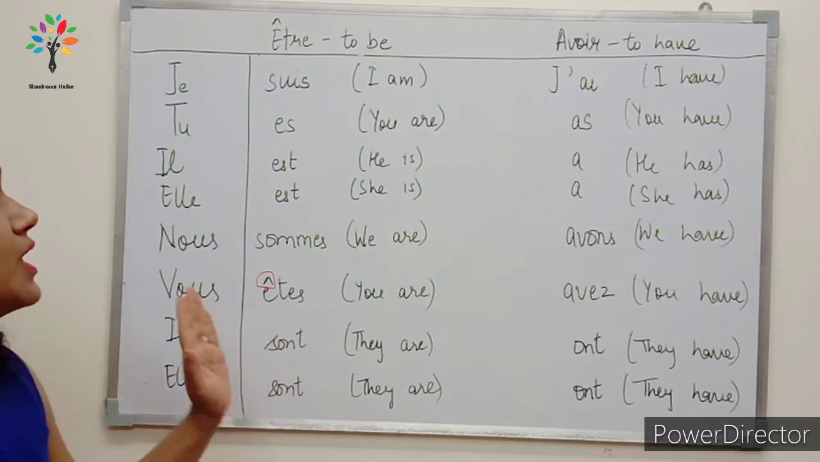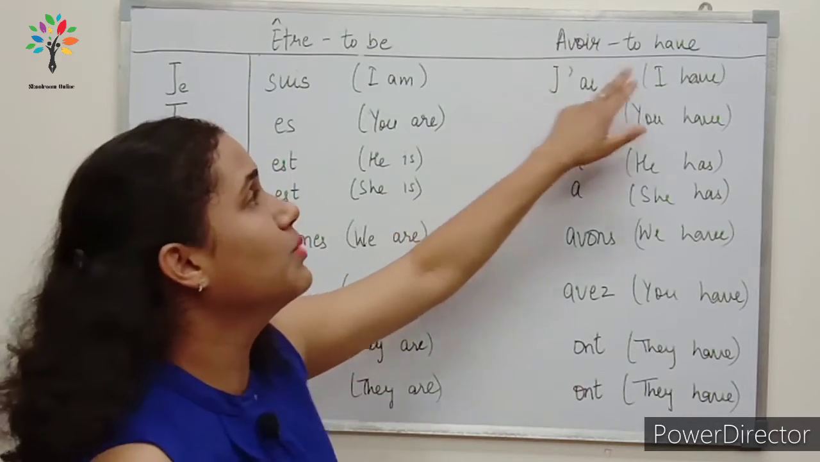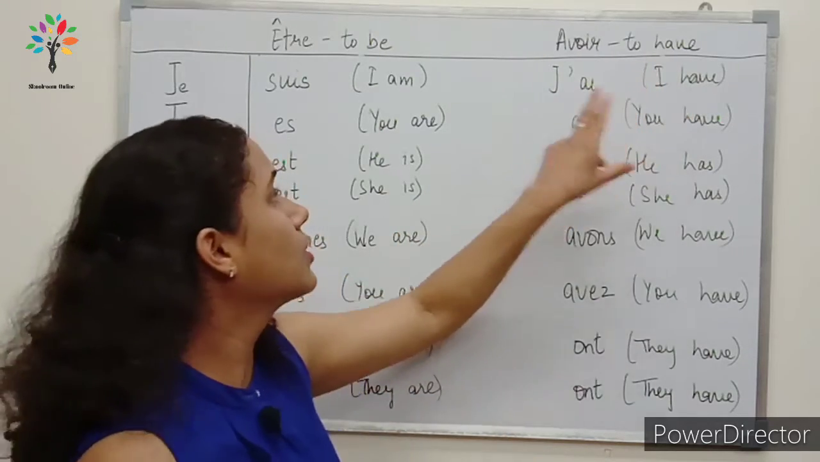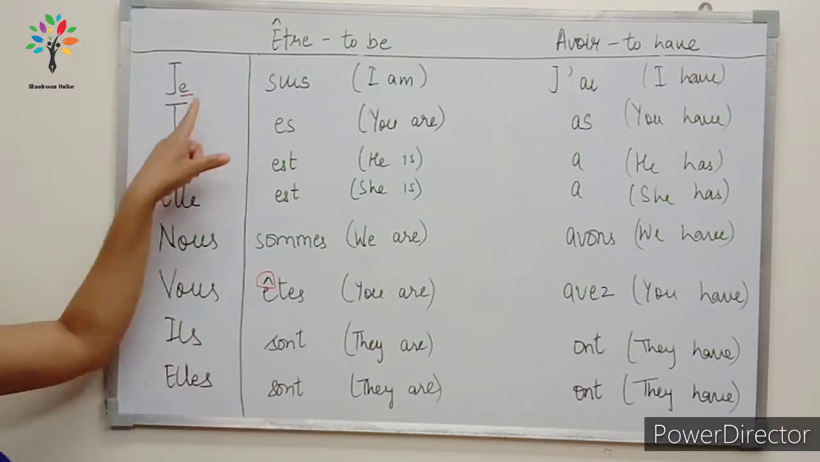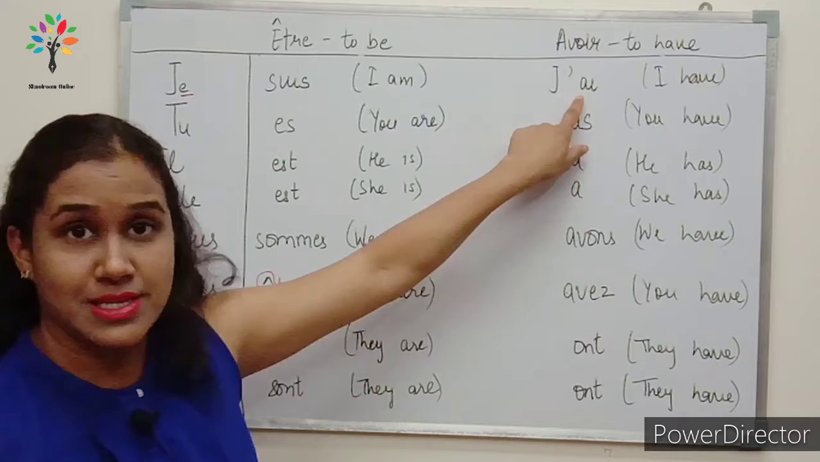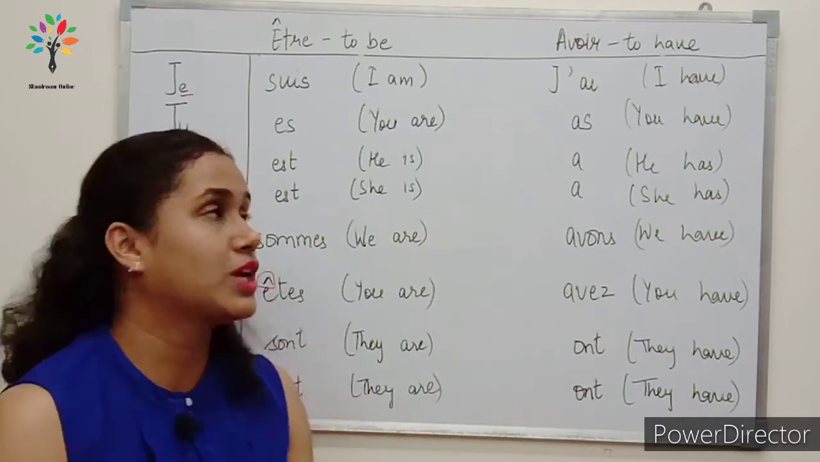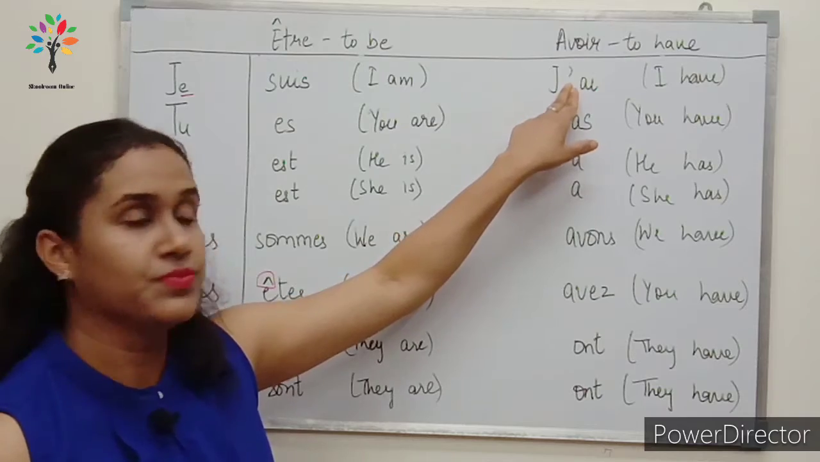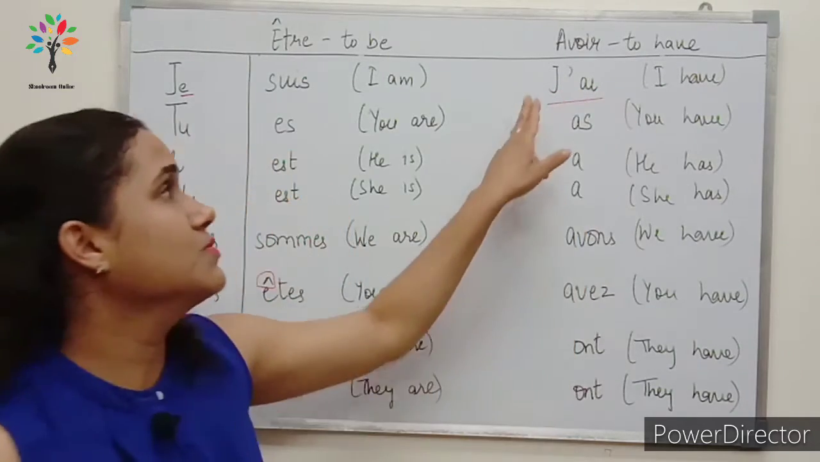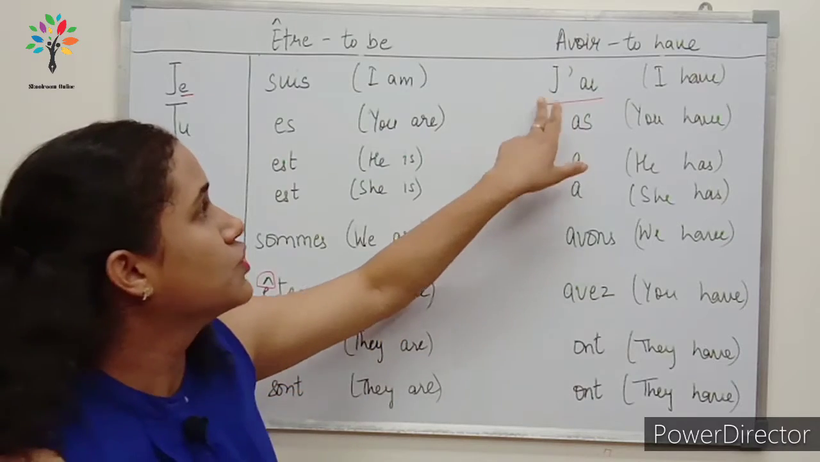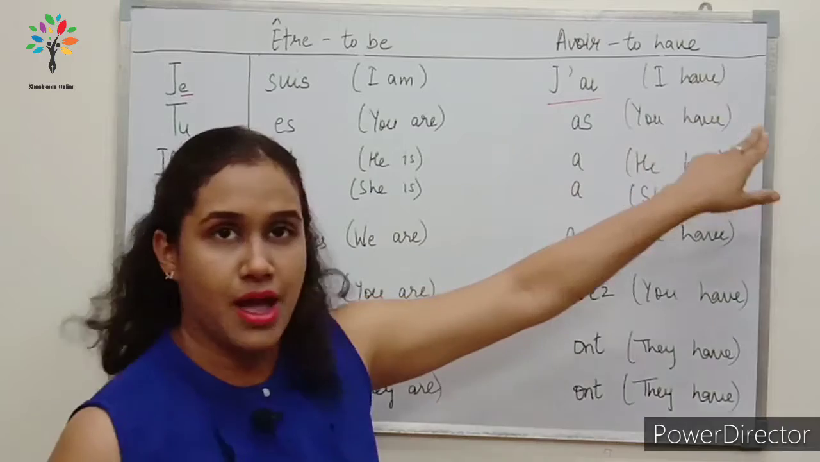Clear? Coming to the second verb, that is avoir. Avoir means to have. Here, because je has an e and here there's an a, two vowels are coming together. When two vowels come together, we use an apostrophe. So I have used an apostrophe here and it becomes j'ai. J'ai, I have.